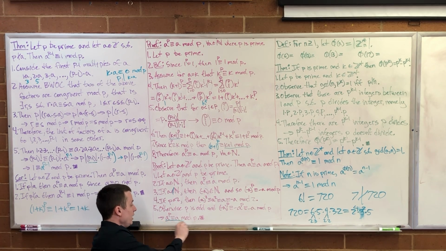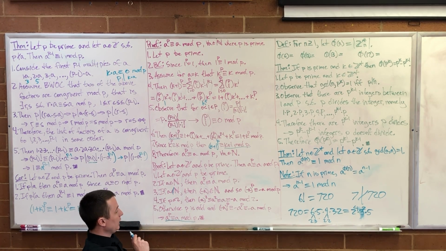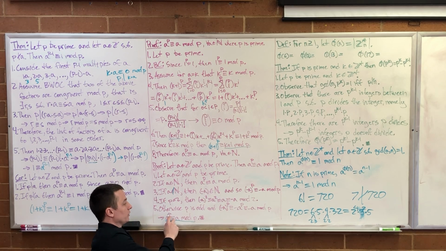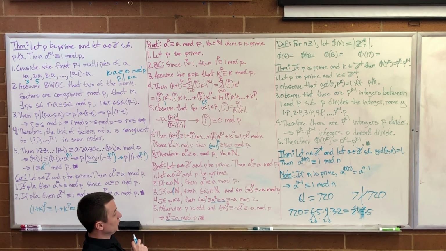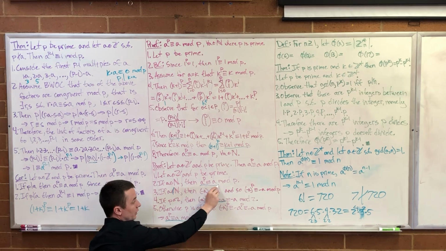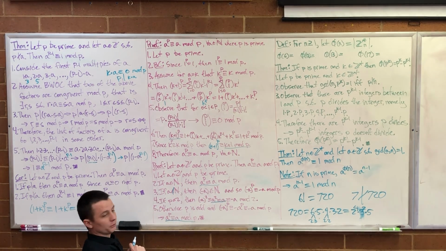We had it here when p was an odd prime and a was negative. We had it here when our prime was 2 and a was negative, and then we had it here when a wasn't negative and p was prime. So in all 3 cases, it was true. Therefore, it's always true. Good?